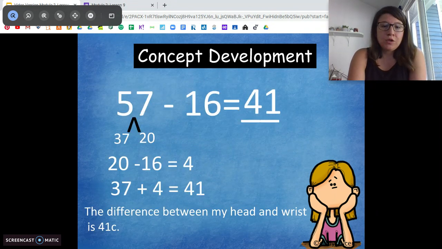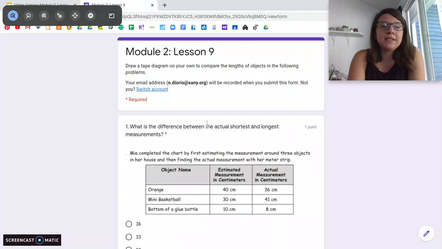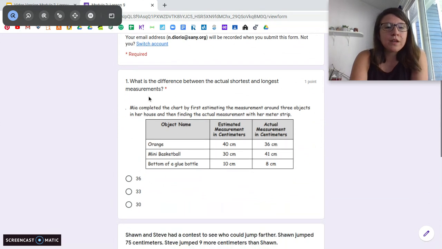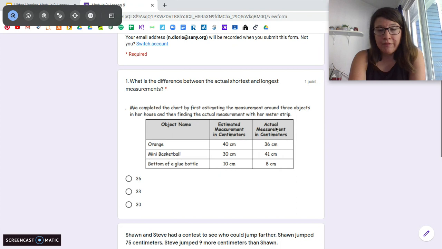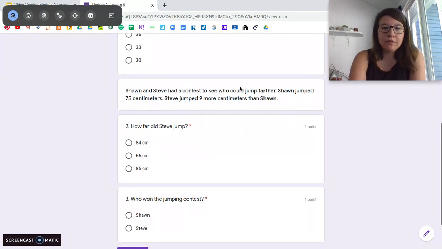Okay. So, we're going to skip this one, your problem set for today only has 3 questions. Easy peasy. The first one, you're going to use this chart. The question says, what is the difference between the actual shortest and longest measurements? So here we have our friend Mia. She estimated and she used actual measurements. I want you to use the actual measurements, okay, to find the difference between the shortest and the longest. So you're going to use this column.